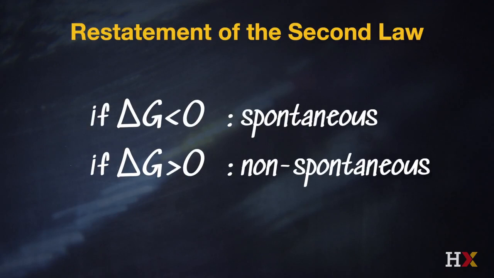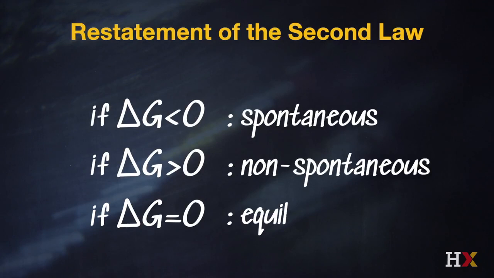So finally, we have if delta G is equal to 0, then we have reached the point of equilibrium. And it should be pointed out that while the relative concentrations are not changing at equilibrium, the reactions are proceeding both forward and backward, but they balance exactly. That's what a chemical equilibrium means.